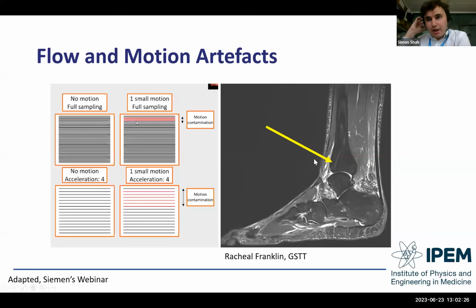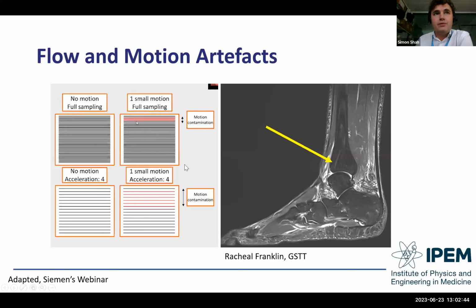So why do you get flow and motion artifacts now in accelerated imaging protocols? Well, it's actually the way we're acquiring through K-space, because we're now accelerating incredibly fast. So we might be using GRAPPA factors of 3 or 4 that we wouldn't have routinely used before.